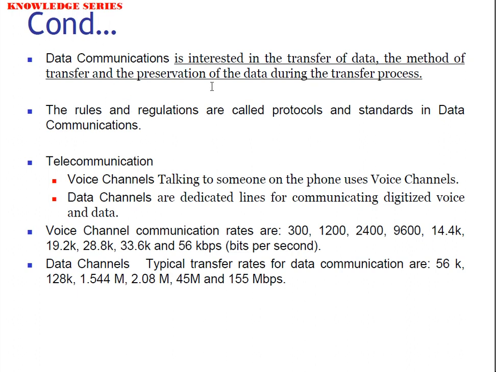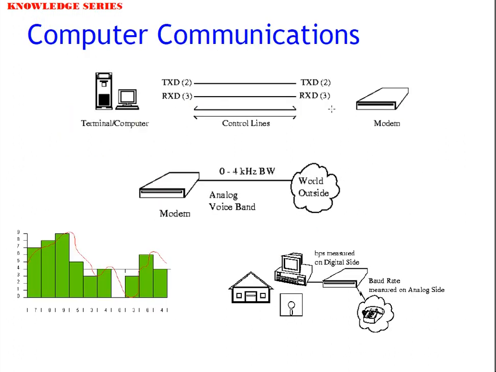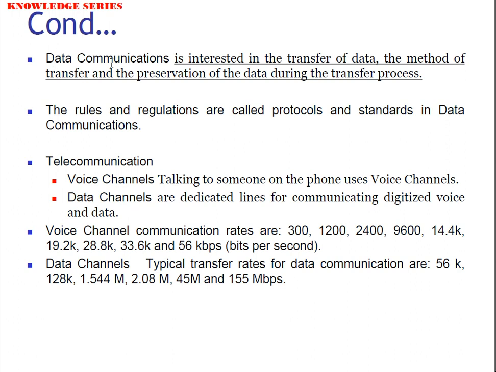Now when we talk about one point to another, it may be transmitting from this point to this point either by connecting a cable, or it may be transmitting from this point to this point in the wireless medium. So that's how it will be able to transmit. Here you can see data communication is interested in the transfer of data, that is the information, and the method of transfer is nothing but whether we are using a wired medium or a wireless medium, that is how we will be able to transmit, and the preservation of data during the transfer process.